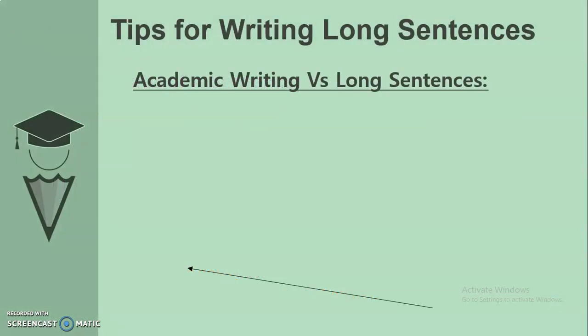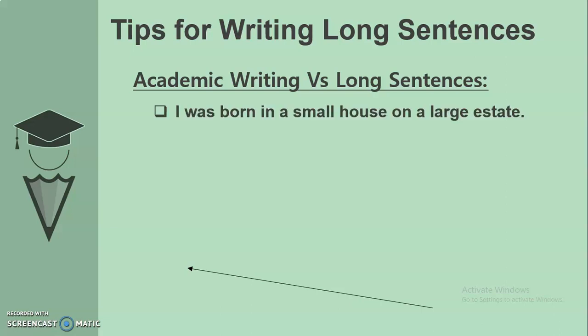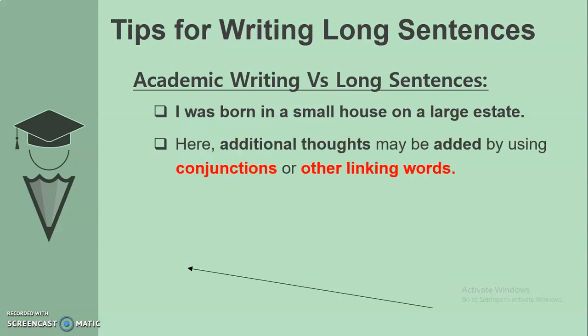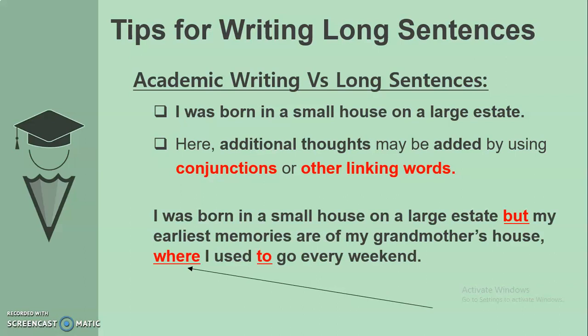Now let me give you two tips for writing long sentences. As I've said in episode 9 about phrases and clauses, academic writing mostly relies on longer sentences. How can you do that? Let me first give you a simple sentence. I was born in a small house on a large estate. Here additional thoughts may be added by using conjunctions or other linking words, and it can be done this way.